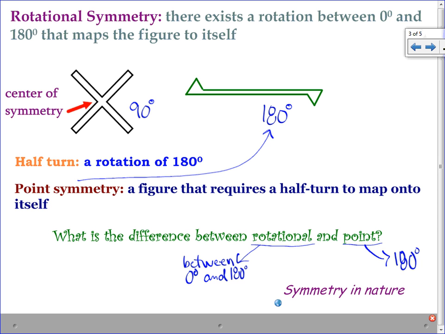So we're going to talk about how we can figure out what that first angle is after we look at a few real-life examples of symmetry around us.